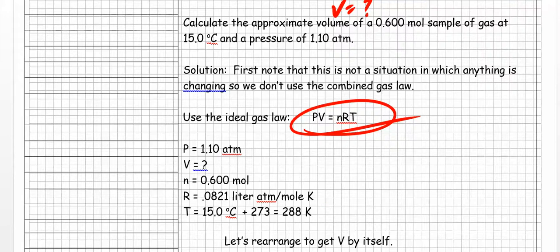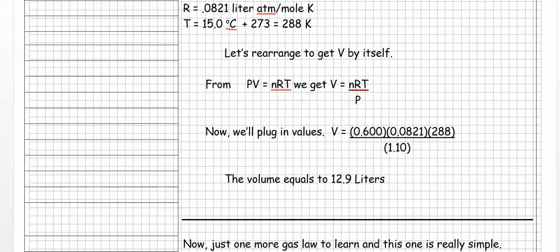So now we're going to rearrange this equation to get V alone. The original equation was pressure times volume is equal to the number of moles of gas times R times T, and we get this equation. I'm dividing both sides by P now. V is equal to nRT divided by P. So now let's plug things in. The number of moles of gas was 0.600. We've decided to use the R value of 0.0821 since we have atmospheres for pressure and we're going to report our answer in liters. Temperature was 288, and that's Kelvin. And then we're going to divide by the 1.10 atmospheres of pressure, and that's it.